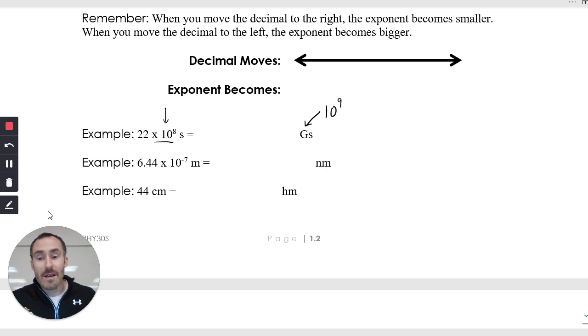And so if we make this 2.2 instead of 22, now it becomes 2.2 times 10 to the 9. Okay, so this is 2.2 times 10 to the 9 seconds. That's the same thing. And now this times 10 to the 9, that matches giga. And so now we can just take our 2.2 and exchange the 10 to the 9 for the prefix, and so now it becomes 2.2 gigaseconds. Okay, that one's hopefully okay.